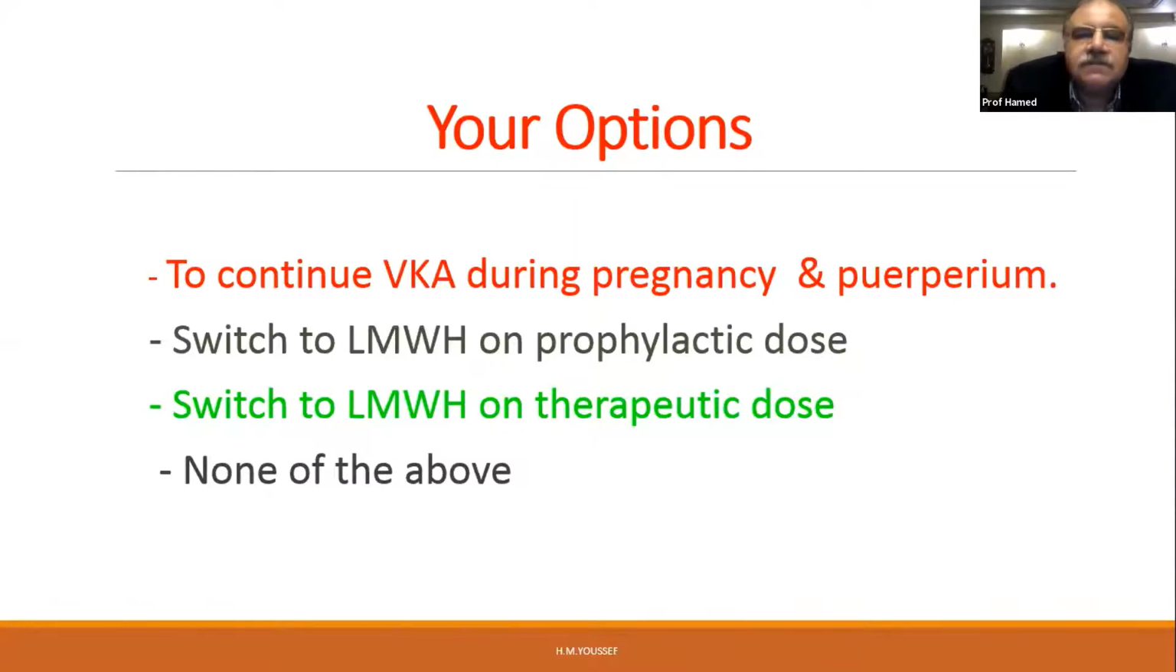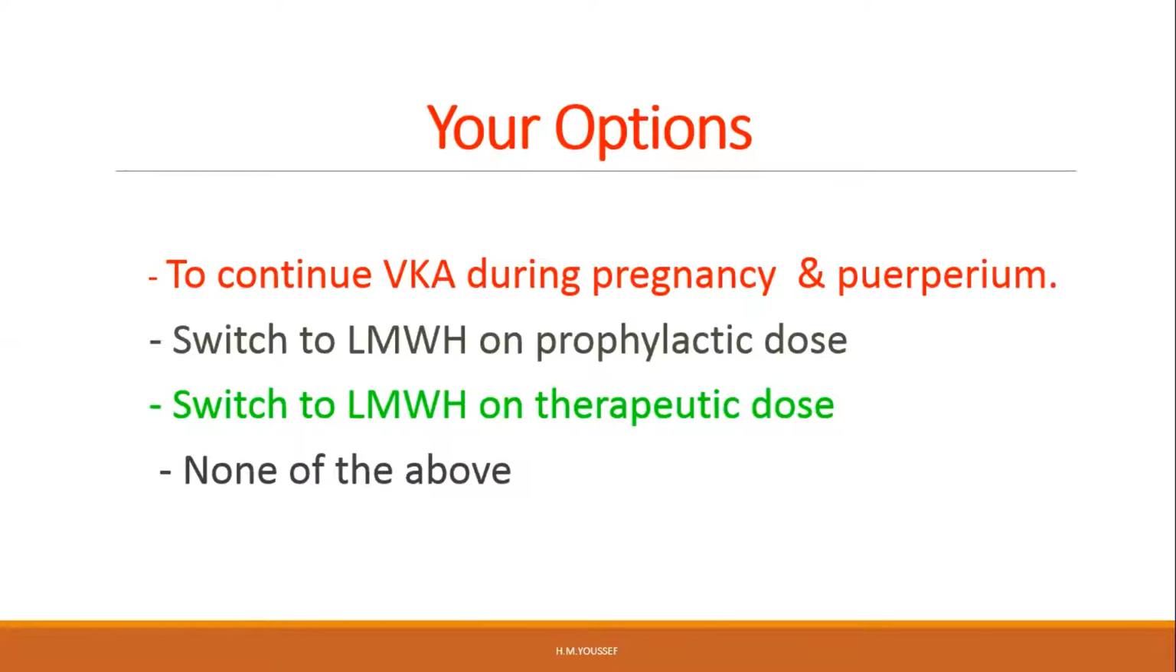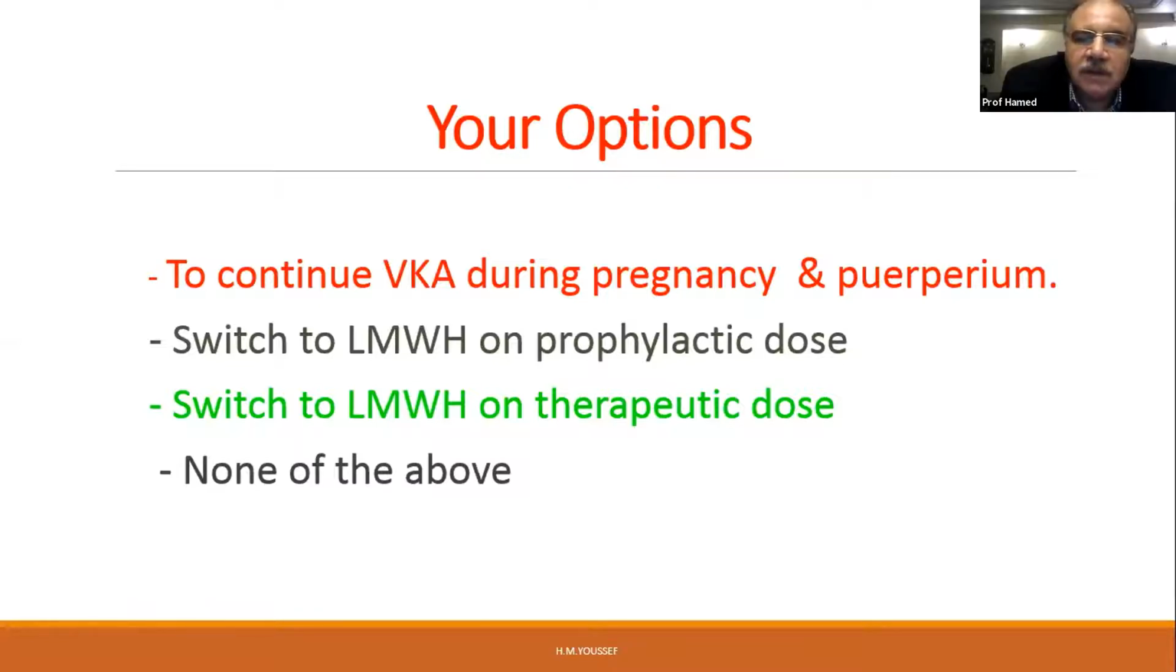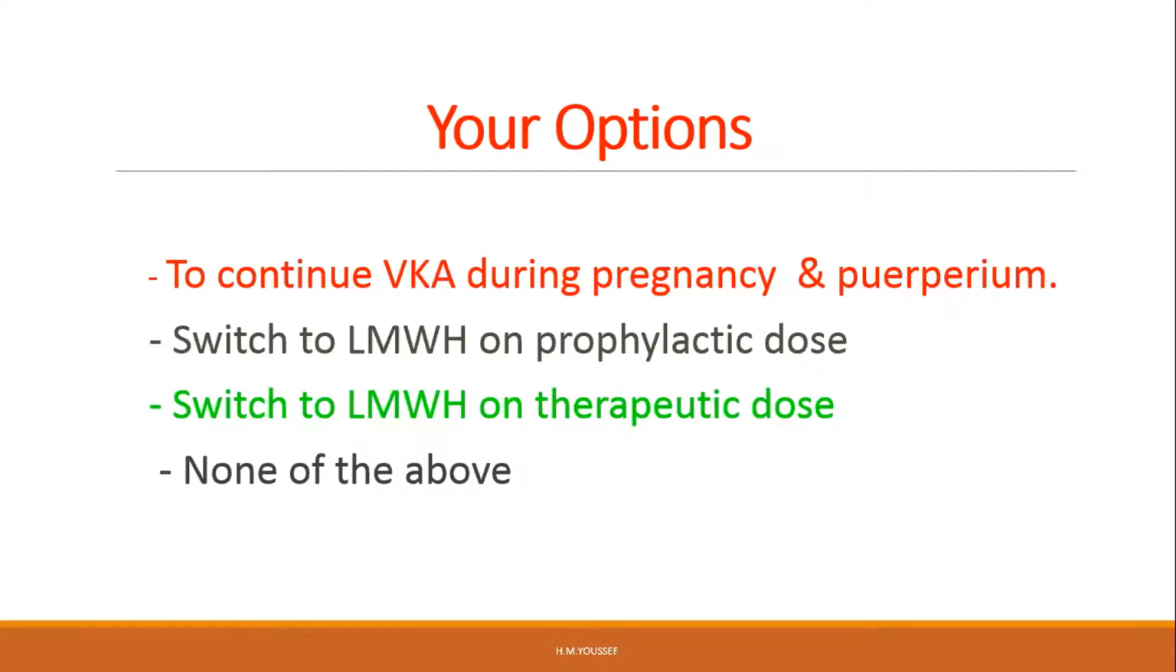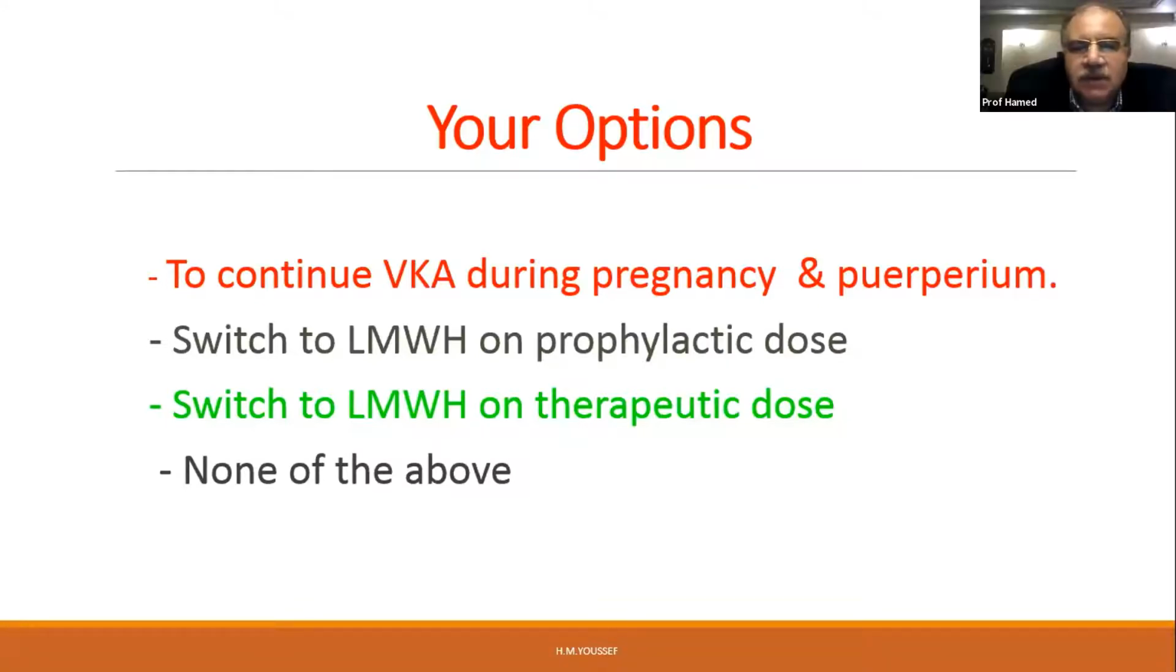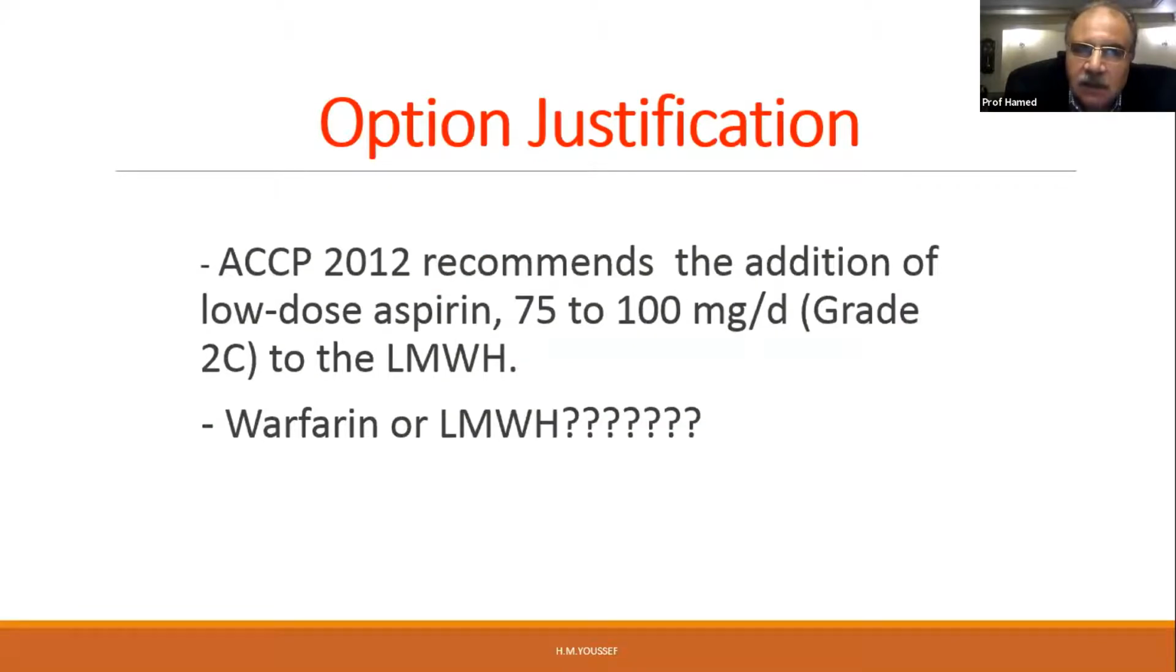Yes? Switch to low molecular weight heparin? I will switch to the therapeutic dose of low molecular weight heparin, and again after delivery she will be on warfarin. Thank you very much. But this answer in reality is wrong. Why? The only 2 cases in which you have to give aspirin plus low molecular weight heparin include the prosthetic valve, and the second one is, yes?